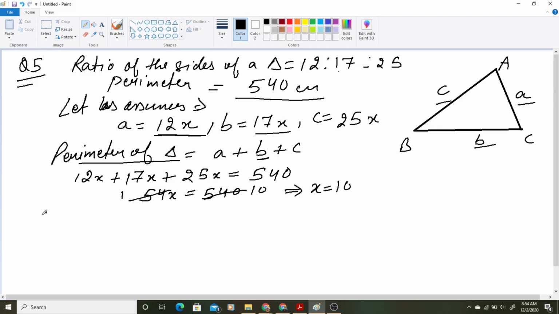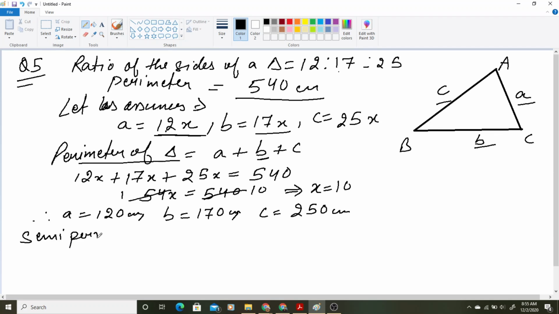That means your A will be 12 multiplied by x, which is 120. Then B will be 17 multiplied by 10, which is 170. Then C will be 250. So now we have the three sides of this triangle. So we can find the semi perimeter. Let us find the semi perimeter S.